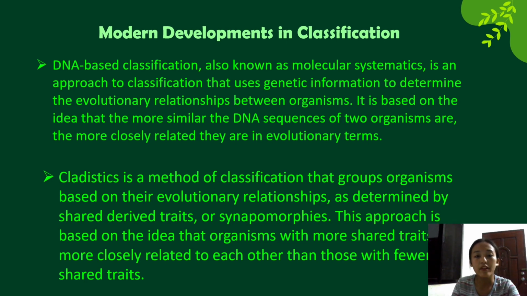Cladistics is a method of classification that groups organisms based on their evolutionary relationship as determined by shared derived traits or synapomorphies. This approach is based on the idea that organisms with more shared traits are more closely related to each other than those with fewer shared traits. Cladistics predicts the properties of organisms. It produces hypotheses about the relationship of organisms in a way that, unlike other systems, predicts properties of organisms. This can be especially important in cases when particular genes or biological compounds are being sought.